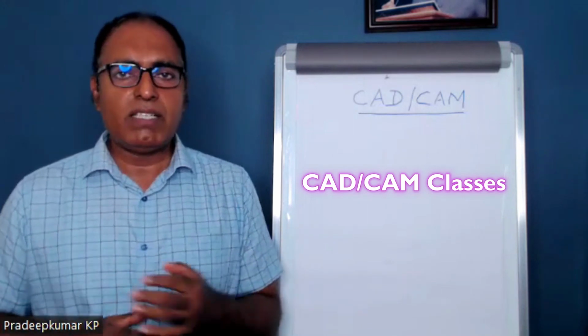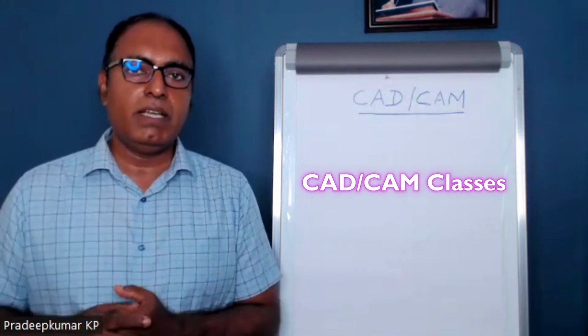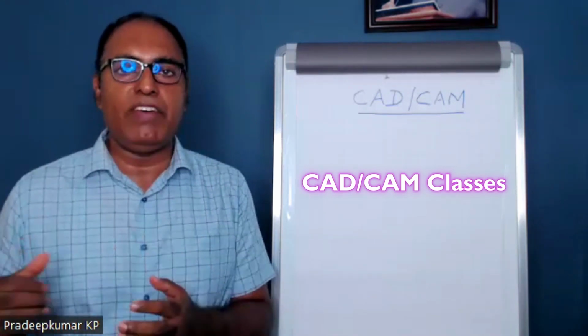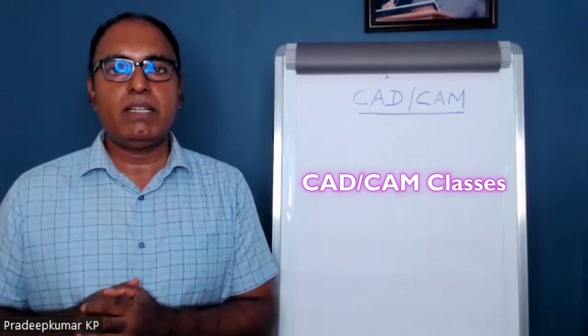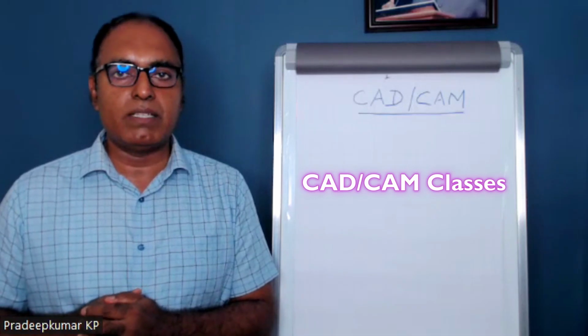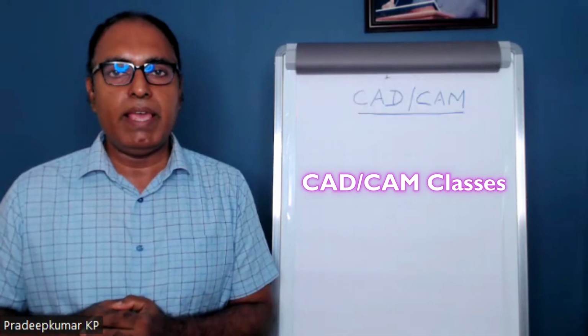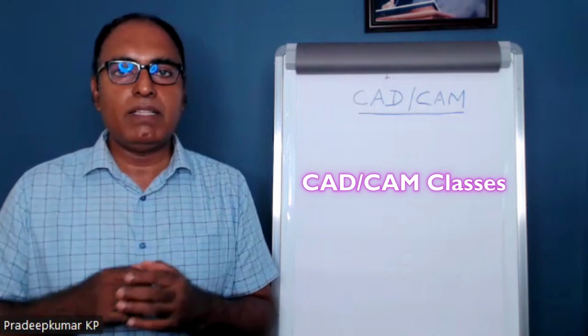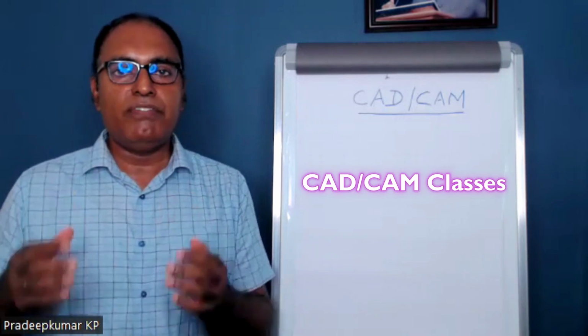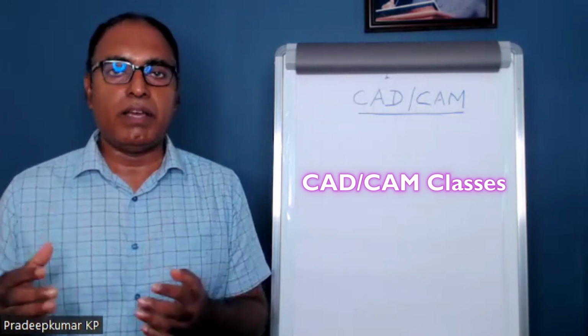In this series, first I will cover the subject computer aided design and manufacturing for 6th semester mechanical engineering students. That subject code is ME8691 as per the syllabus for different colleges under Anna University.